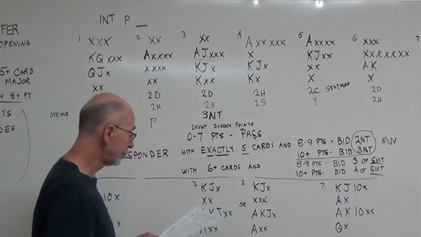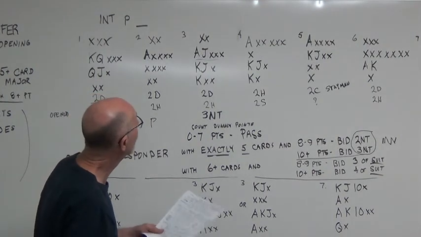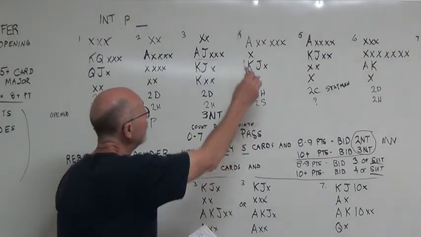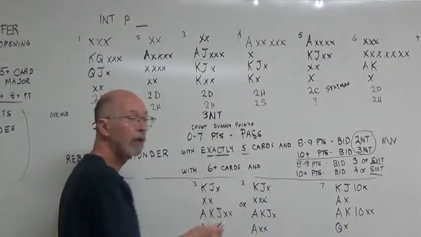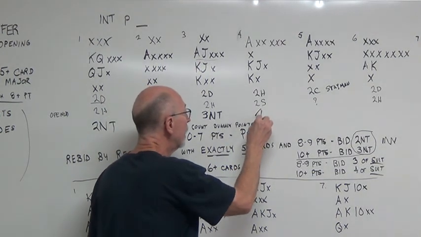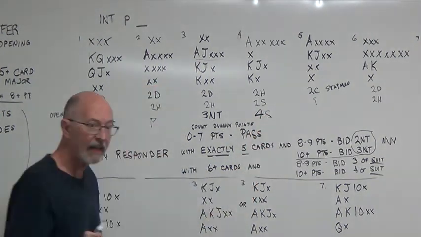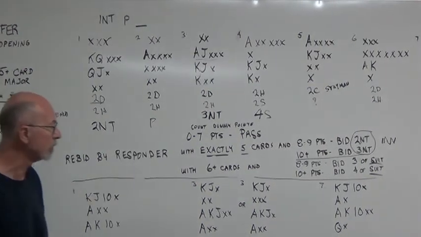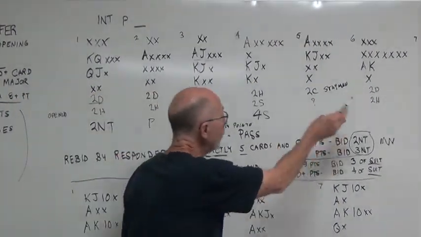All right. How about this hand? 3 spades. Where are we? Number 4. You're going to bid 4 spades. You've got 10, 11 points. You've got 6 spades. You bid 4 spades. When you have game, don't make an invitational bid.